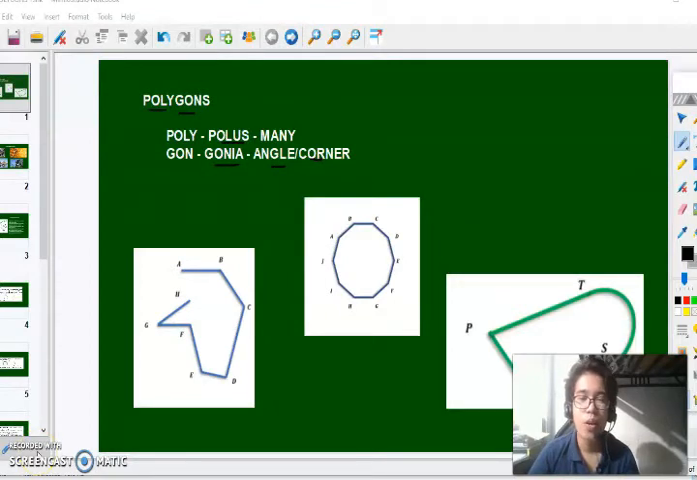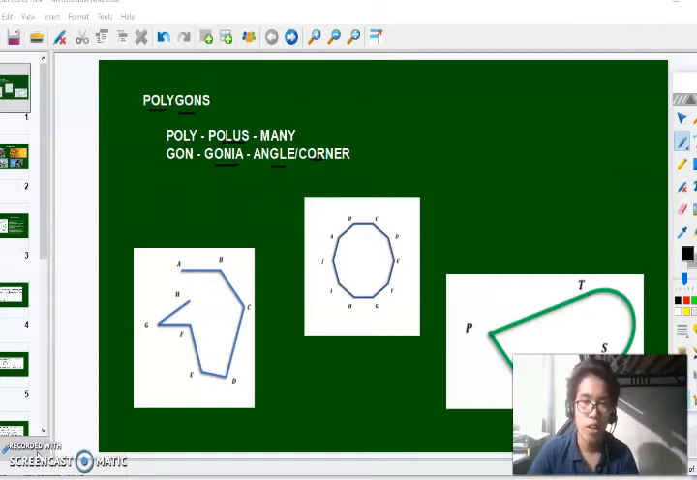For today, we're going to learn more about polygons. For our previous lesson about relation among lines and angles, we learned more about supplementary angles, complementary angles, linear pairs, and vertical angles. But for today, guys, we're going to learn more about polygons.